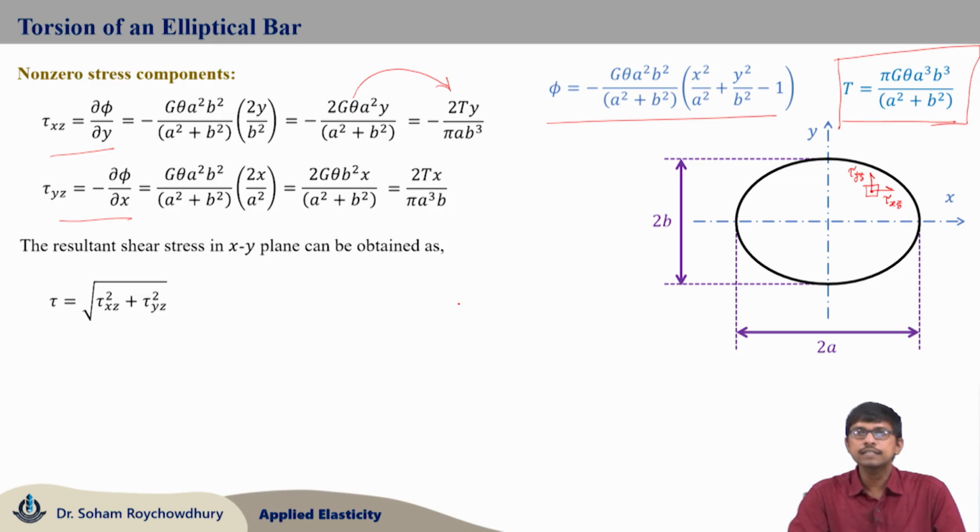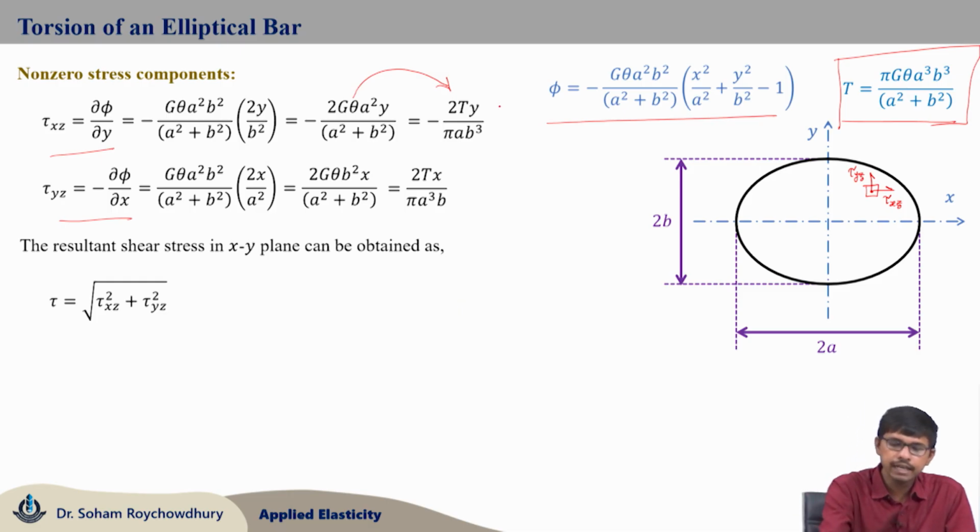Now, finding the resultant shear stress, the total shear or resultant shear acting at any point P will be the square root of the summation of the squares of tau xz and tau yz. So, thus this resultant shear tau at any point within the elliptic cross section is the square root of tau xz square plus tau yz square.